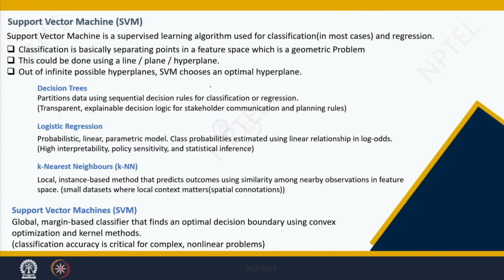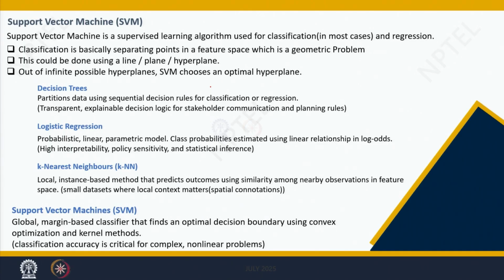Now, we have already learned decision trees, logistic regression, k-nearest neighbors. So, these are the other algorithms which we have used for doing classification tasks. In case of decision trees, we partitioned the data in a sequential manner. That means we created these if-else, elif rules, and based on that we were able to classify a group of data into different classes, or we could even do regression. Decision trees are more transparent and easy to understand. We can explain the logic of our decisions, use it for conveying the idea to different stakeholders, and we can frame different rules out of that.